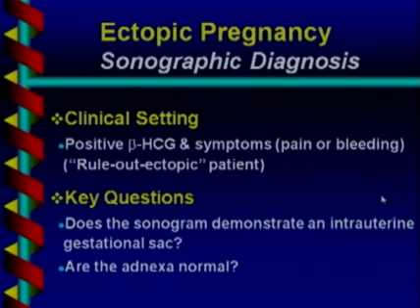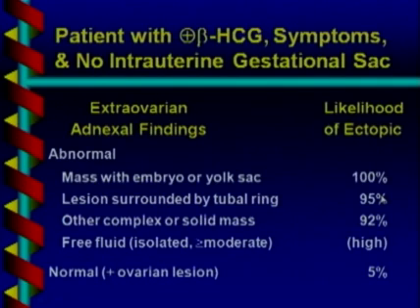And the key questions, for the reasons that we'll see in a minute, when we're doing ultrasound in a rule-out ectopic pregnancy, are, number one, does the ultrasound demonstrate an intrauterine pregnancy, an intrauterine gestational sac? And the second key question is, are the adnexa normal? The ovary and regions around the ovaries outside the uterus, are they normal?